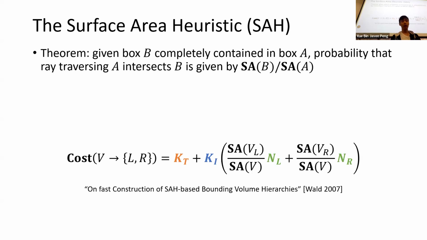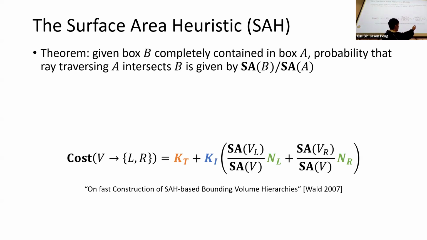So this term tells us what the expected cost is of that particular partitioning. What's the probability that we intersect with the left child? And if we intersect with the left child bounding volume, what's the cost of performing the intersection test against all of the objects inside our volume? And similarly, we have a similar term for the right child bounding volume as well.